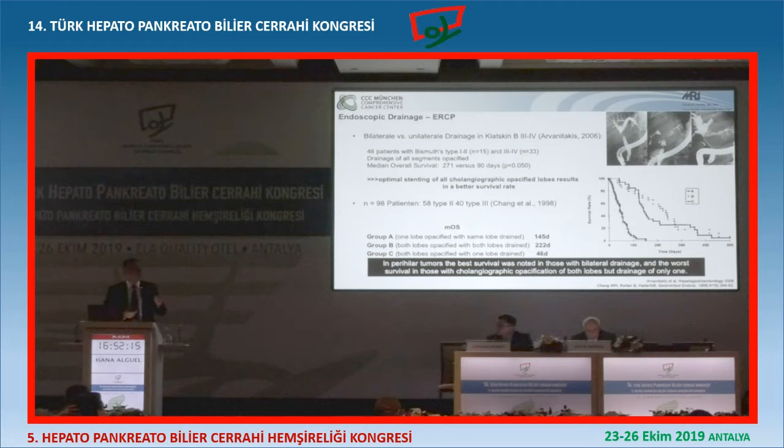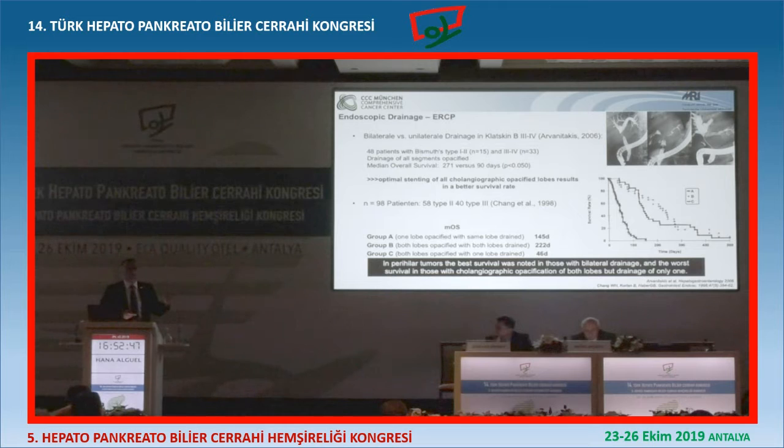It is not reasonable to do opacification with contrast agent if you are not able to provide drainage. This study has shown that if both lobes are opacified, but you are not able or not willing to drain both of them, only one, the outcome is the worst. So biliary drainage with plastic stent is possible and can prolong survival in patients with Klatskin tumors, perihilar tumors.